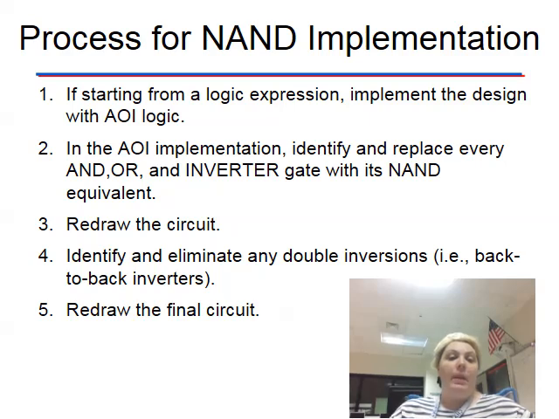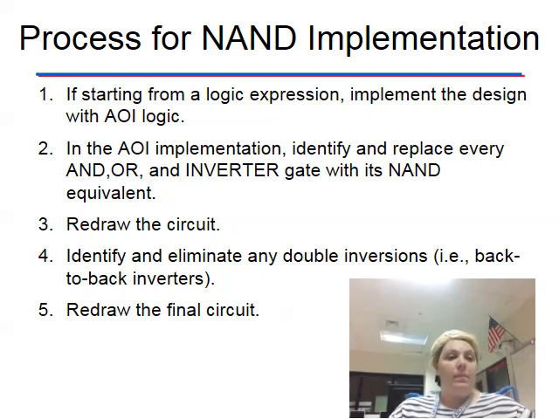So how do we implement NAND circuits? Well, first, you build your AOI circuit. You build the ones that you know how to build: AND, OR, and inverter. Then you go ahead and replace every AND, OR, and inverter with its NAND equivalent, the ones that I just showed you. If you have an inverter, you tie two inputs together. If you have an OR, you invert the inputs into your NAND gate. And if you have an AND, you obviously put a second NAND gate with two inputs tied together.